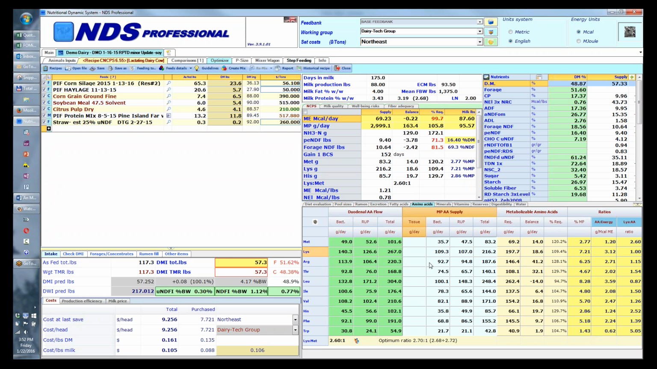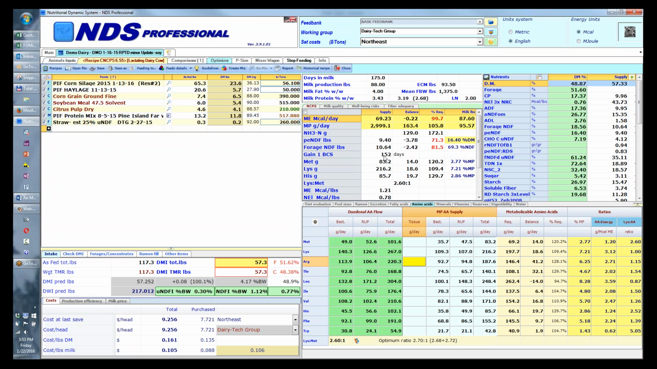And of course, if she's gaining condition, she won't be mobilizing any tissue, so we don't expect to see any contribution here on the supply side from there. So that's the other change that's going to affect the amino acid supply and balance, and you can play with that, but basically that's how that's going to work.